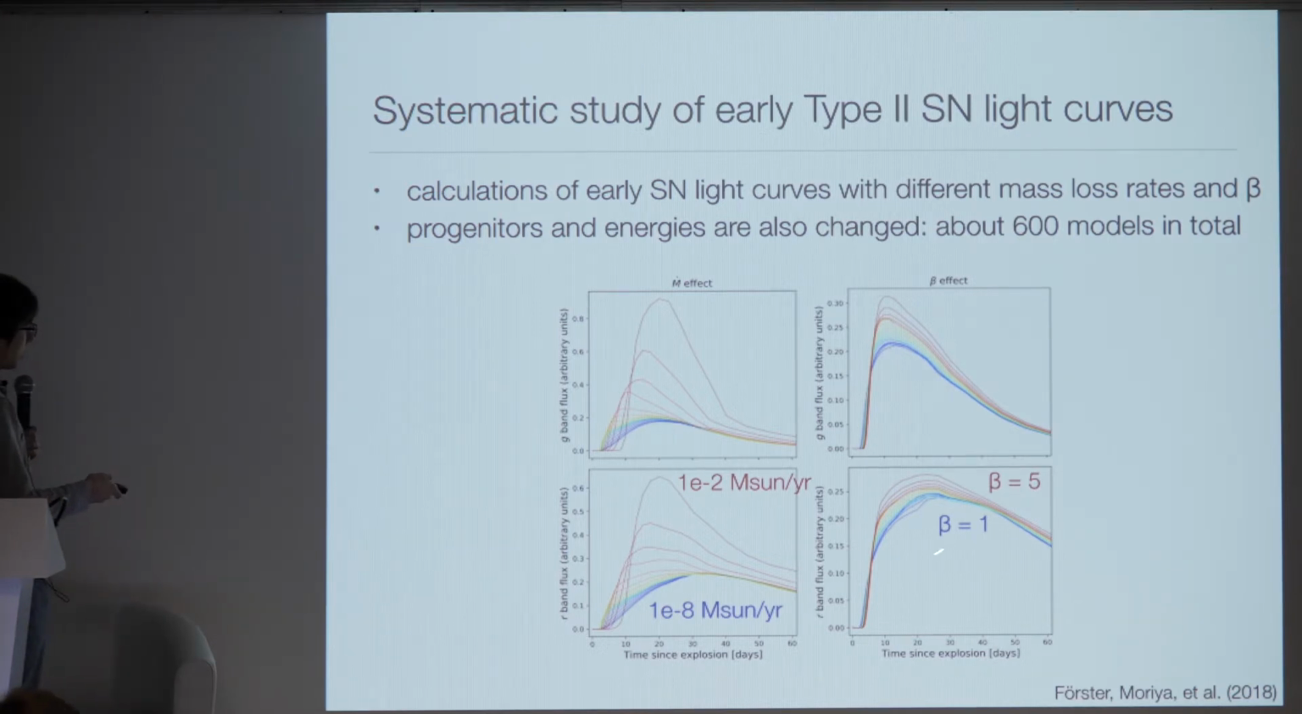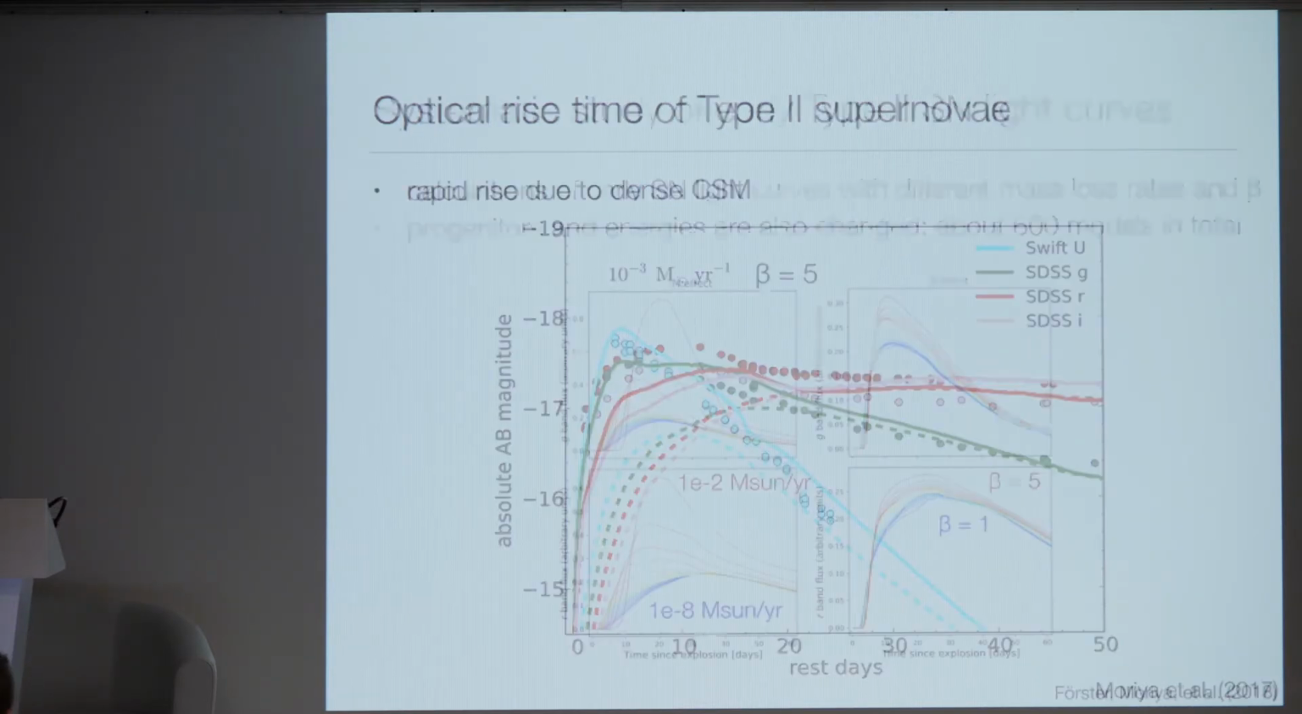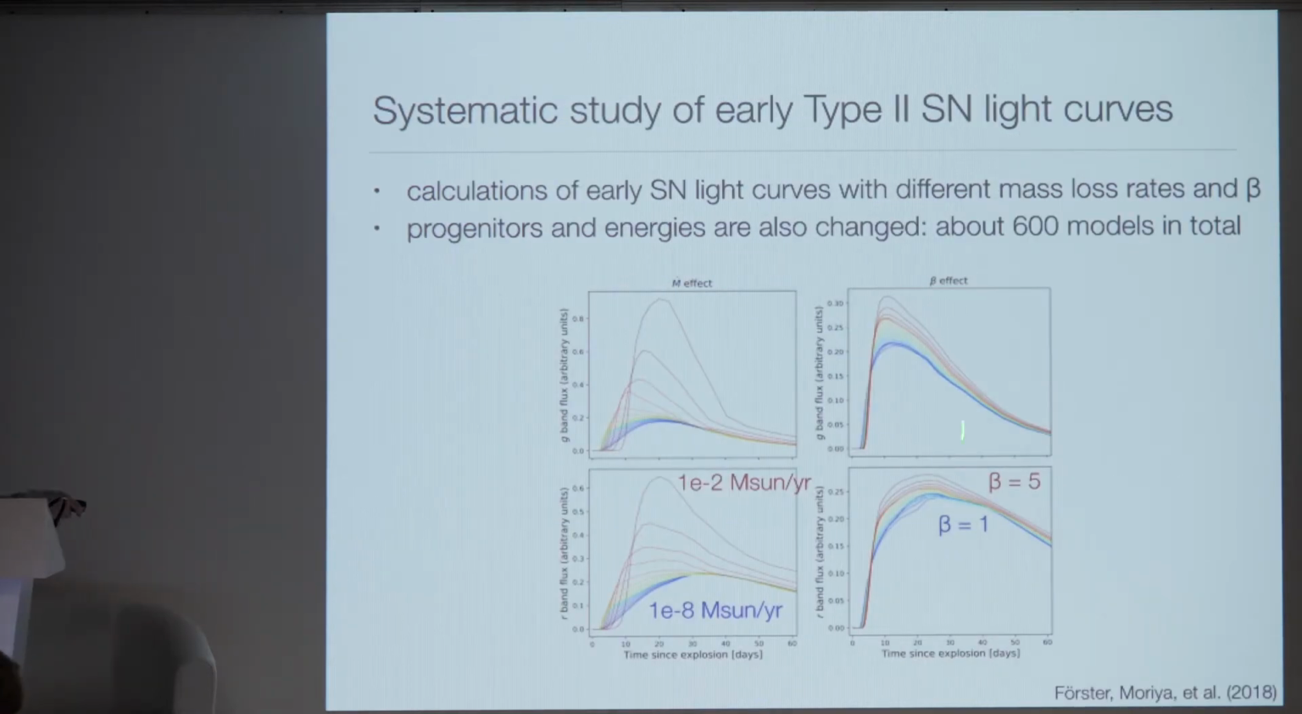And then we can also change beta, and this is the bottom. The lowest model is beta 1, and the highest model is beta 5. It doesn't affect the light curve very much. So other parameters are fixed, but if beta increases, then that makes the density higher near the progenitor, if we assume the same parameters. So that makes the light curve slightly brighter; a larger beta makes the light curve brighter.